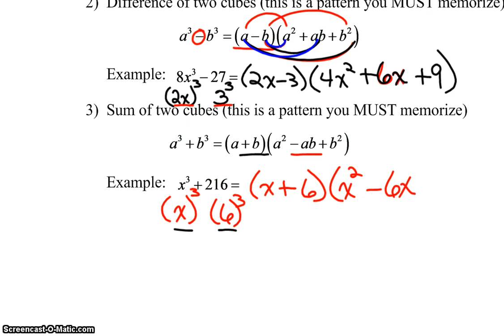b, and then square the b position, so plus 36 at the other end. And this is our factoring pattern for a sum of two cubes.